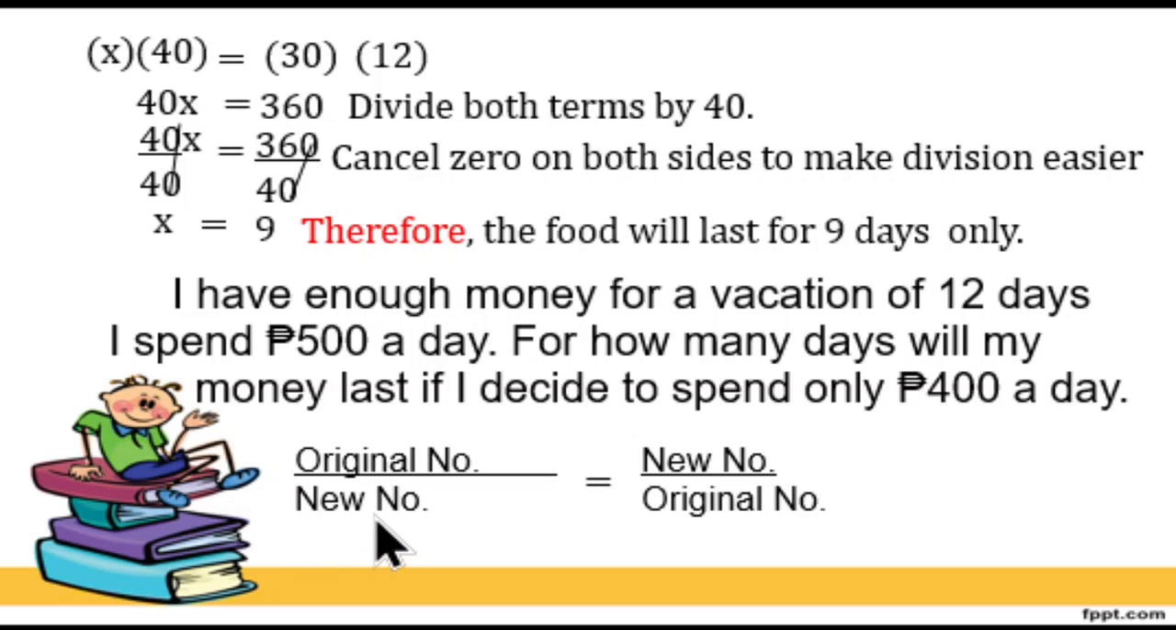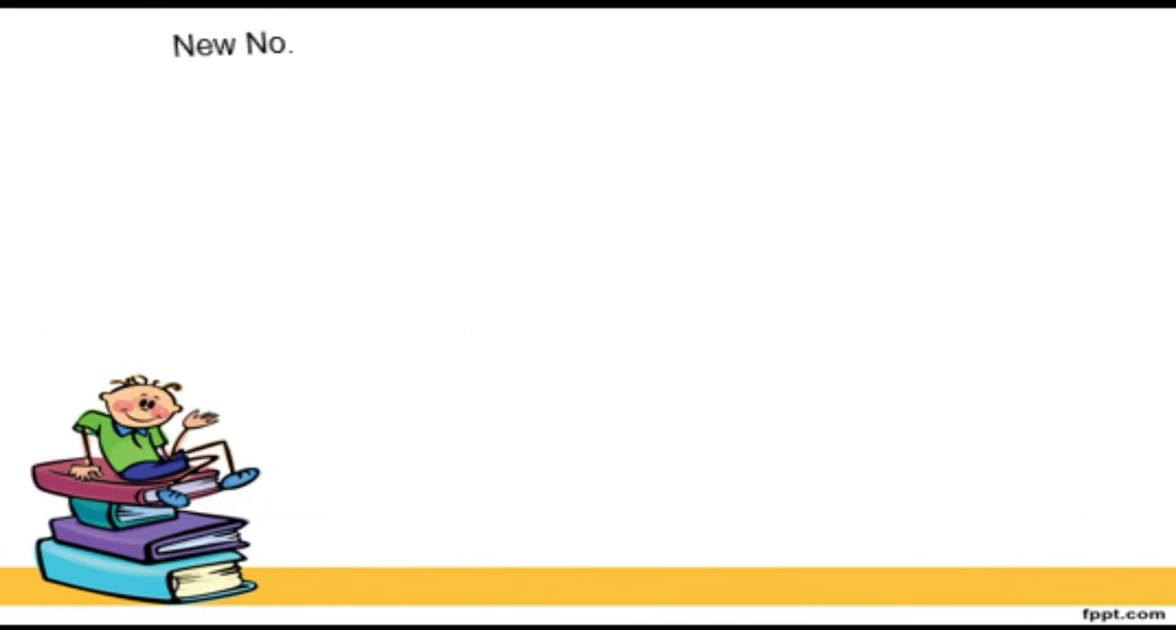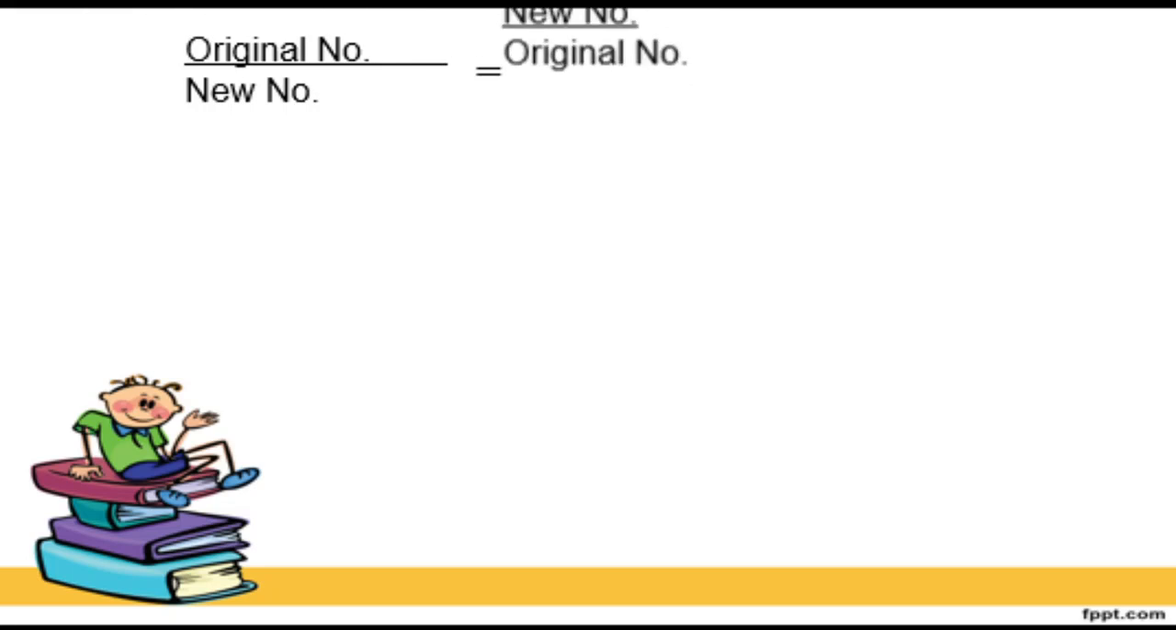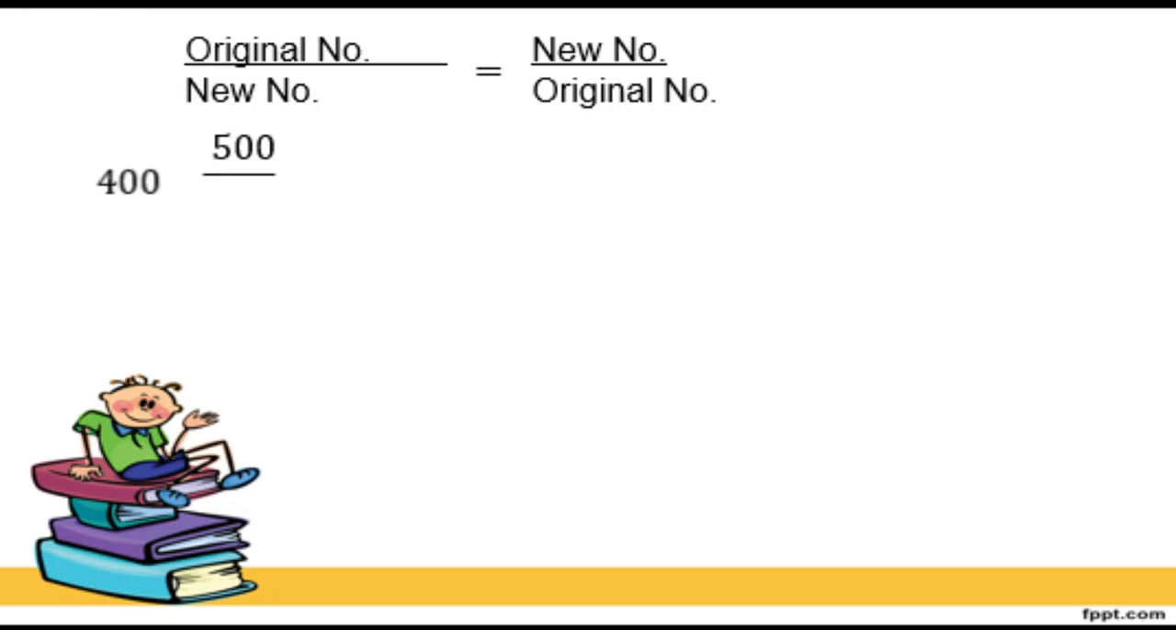And then the new number is 400 pesos, and the new number of days is unknown. The original here is 12 days. So, to show you again, you have the original number over the new number, which equals the new number over the original number. We just rewrite: 500 over 400 is equal to x over 12. So again, we're going to find out how long the money will last.